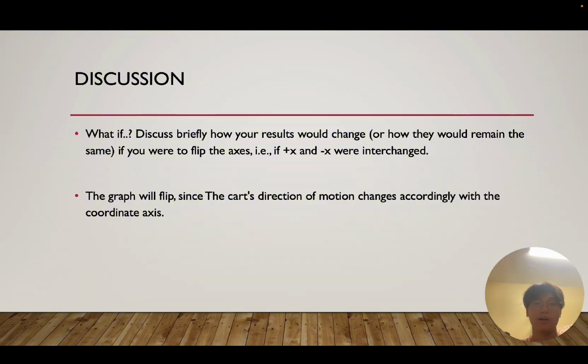Discussion. About the first question, the answer is that the graph will flip too, since the car's direction of motion changes accordingly with the coordinate axis. Imagine that if we put the origin here and the car is moving like this in the negative x direction, it gains distance in the negative way, so the graph should look like it goes down. But if you flip the axis, the car moving like this gains distance in the positive way, so the graph will look like this. It's actually up, so the graph will flip.